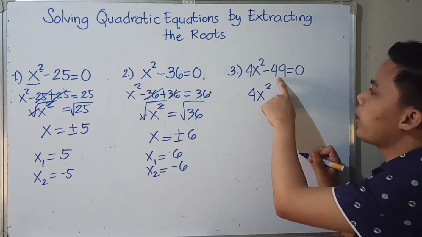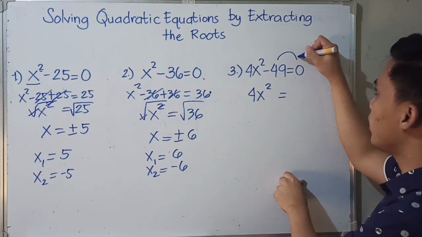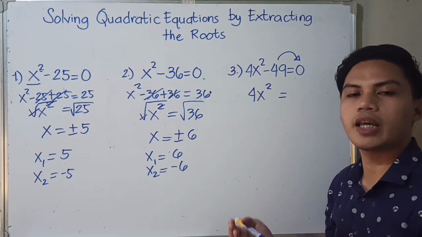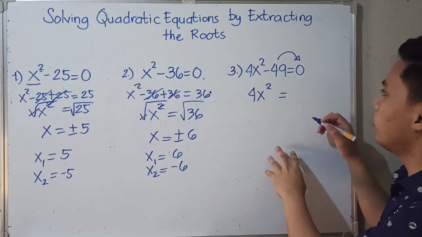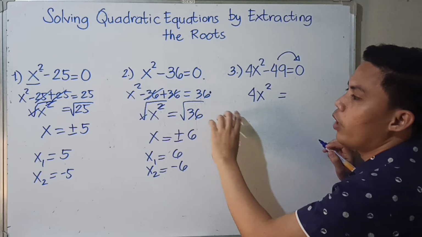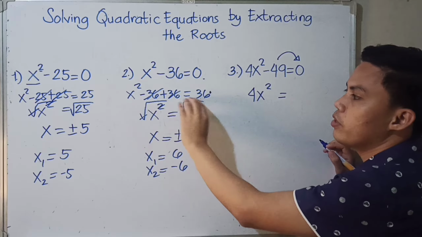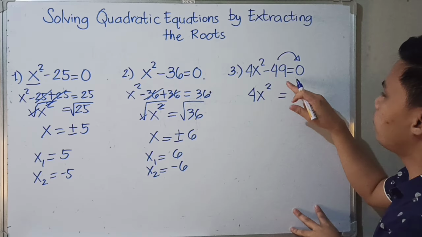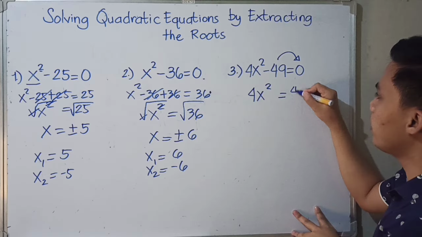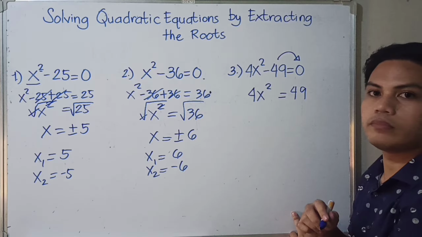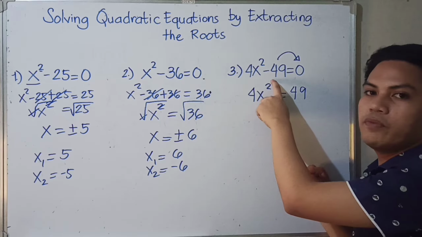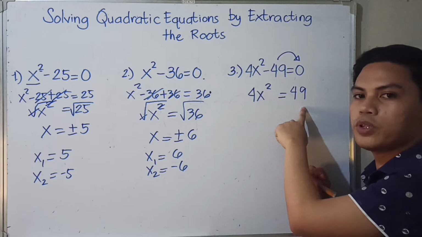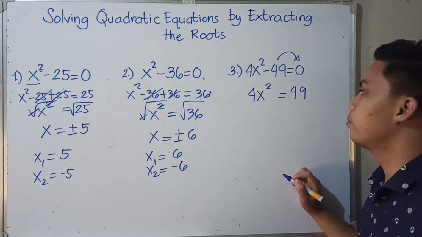So, i-transpose natin, ibig sabihin, ililipat natin si negative 49 sa kabilang side ng equation using addition property of equality. So, okay na, i-skip natin tong step na ito. So, you will have 49, it will become positive 49. Okay, so from negative, naging positive siya. Kung positive naman yung given ninyo, once na-transpose, it will become negative.